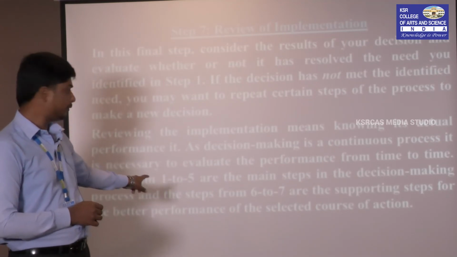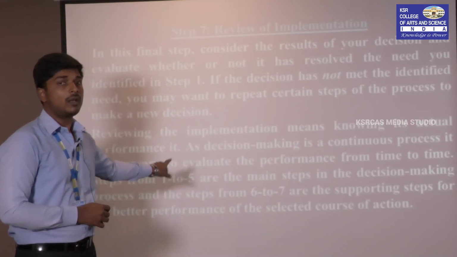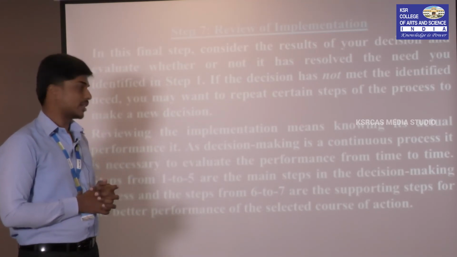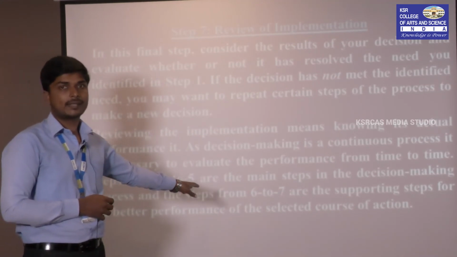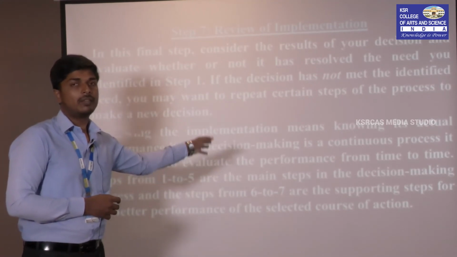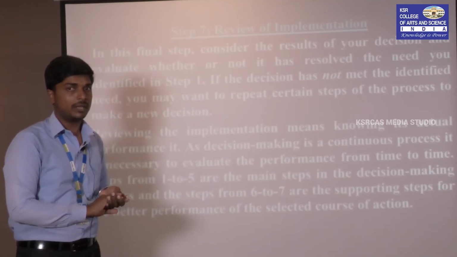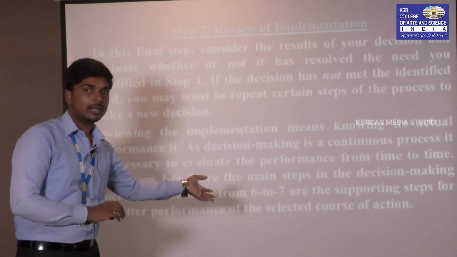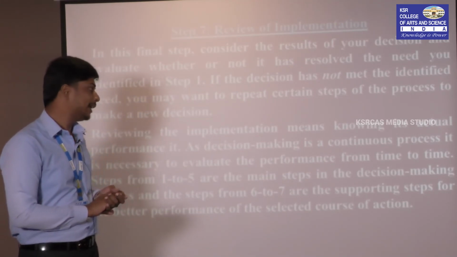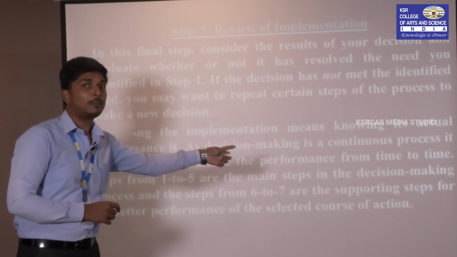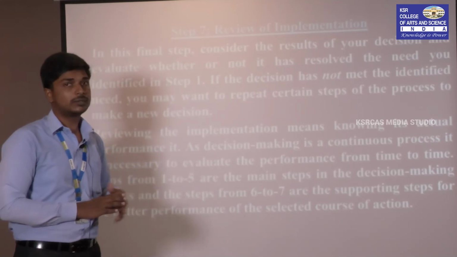Steps 1 to 5 are the main steps in decision making, the important steps to taking a decision. Steps 6 and 7 are the supporting steps, because we have already collected the data and framed the decision. In steps 6 and 7 we are just implementing and collecting the reviews, since step 7 is review of implementation. Steps 6 and 7 support better performance of the selected course of action.